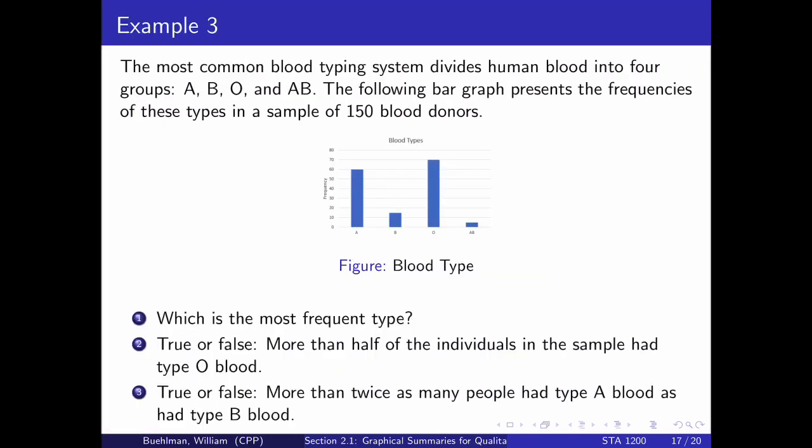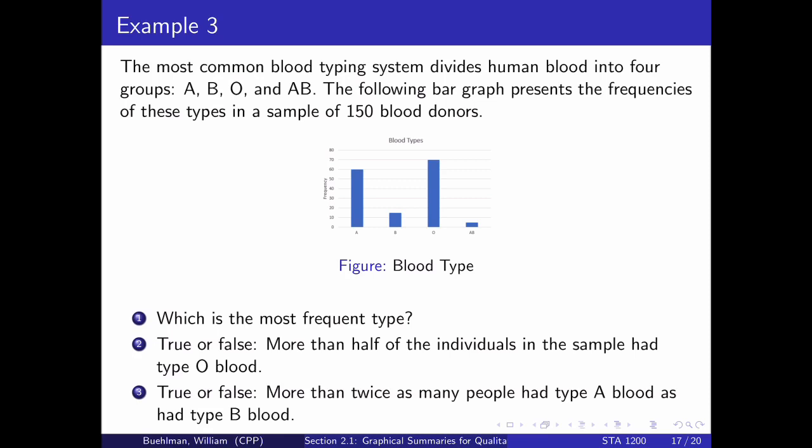Here we have a third example. The most common blood typing system divides human blood into 4 groups, A, B, O, and AB. The following bar graph presents the frequencies of these types in a sample of 150 blood donors. So we see there was 60 people that had type A, about 15 people that had type B, 70 people who had O, and 5 people that had type AB.